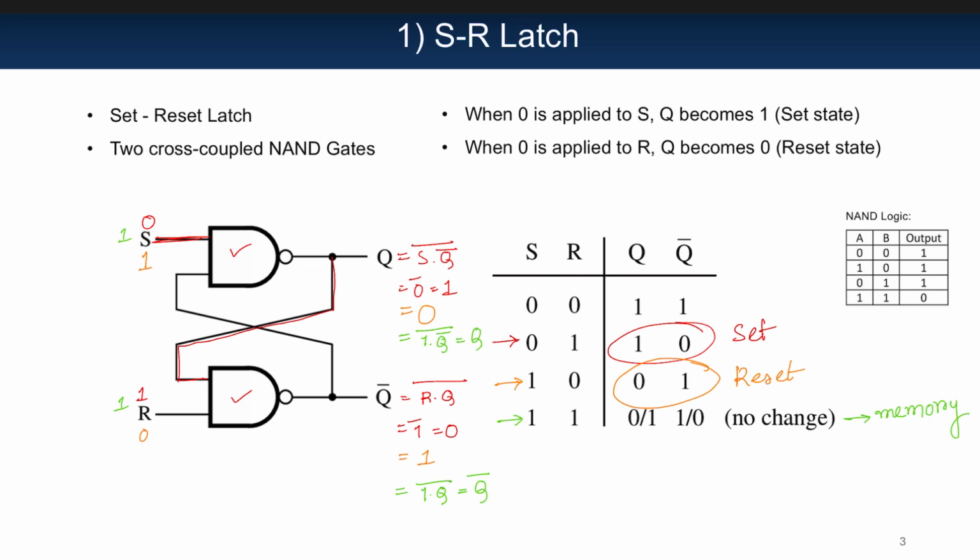The last case is when both of the inputs are given as 0. Just according to the NAND logic, when S and R both are 0, Q and Q bar both become 1. And this is not according to the condition we learned about earlier, that the outputs need to be complementary. So this case is forbidden in practical uses.